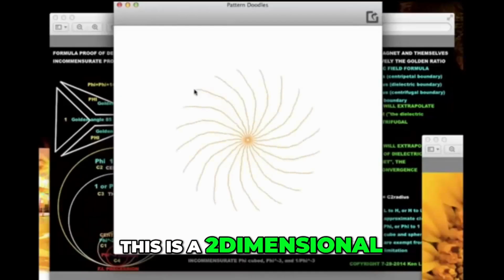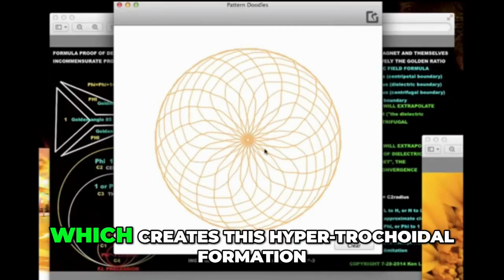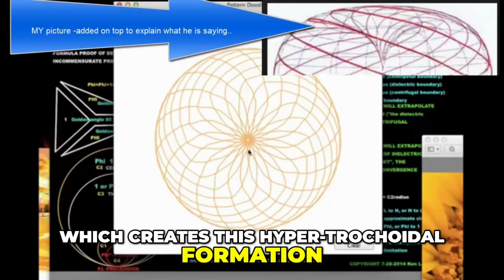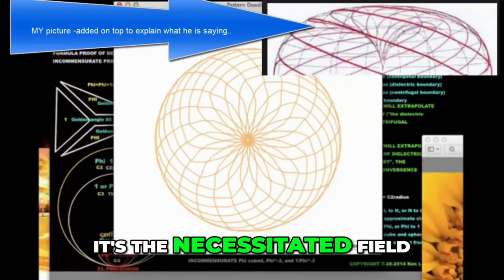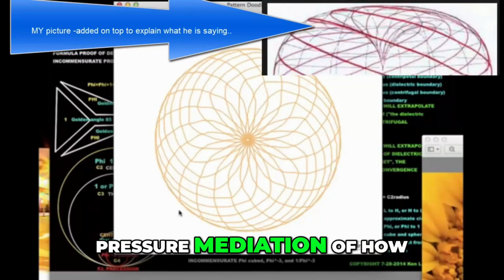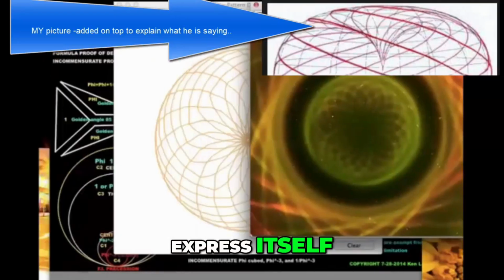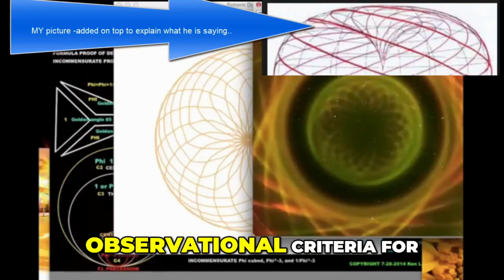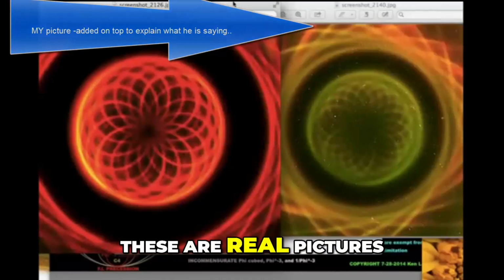This two-dimensional representation of force and motion, which creates this hypertrochoidal formation, or what most people would call the spirograph pattern, is the necessitated field pressure mediation of how magnetism can and must express itself. And here's the empirical, observational criteria for obviously what it is. I mean, these are real pictures.